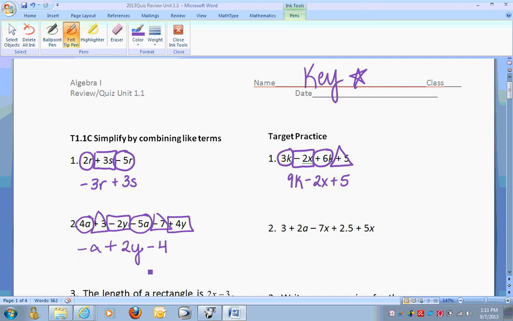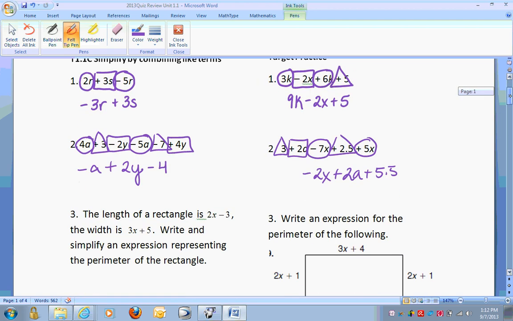Okay, moving on to target practice number 2. I am going to circle all of my x terms. And when I do that, I end up with negative 2x. Then I'm going to box in my a terms. Well, there's only one, and it's positive 2a, so I go ahead and bring that down. And then I put triangles around my constants. So I have 3 plus 2.5, which gives me 5.5.